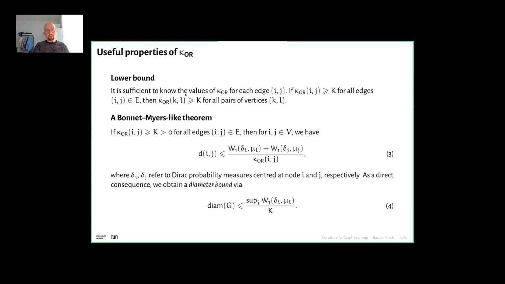And we can see in equation 3 that this leads to a bound that is remarkably similar maybe to the Bonnet-Myers type bound if we go to the extreme, if we go to the maximum. So if we have this bound for every distance, then of course we also have a diameter bound here based on the supremum of these values. And this is also very nice because again it shows us that this Olivier-Ricci curvature notion has a local computation but has a global meaning in the graph.